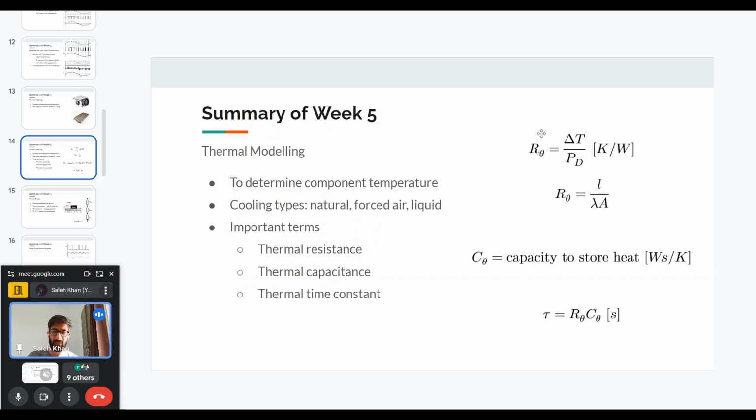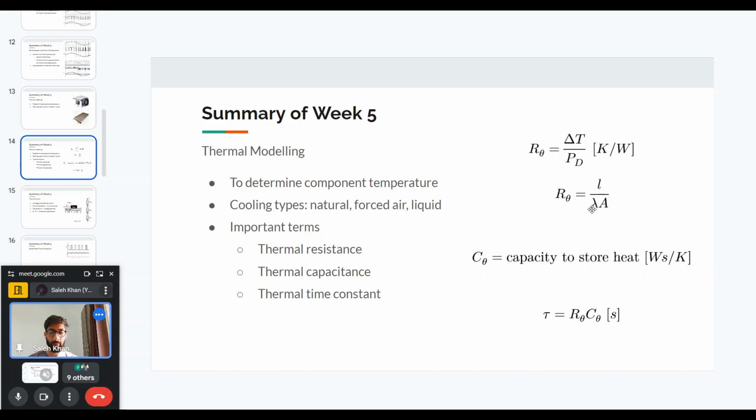And this thermal resistance is basically a property of the heat sink or the material, the component, which can be like the switch also has some thermal resistance, and it can depend on the length of the component, the area of the component, and the thermal conductivity. So just like electrical resistance depends on the geometry as well as the material, similarly the thermal resistance also depends on the geometry of the heat sink or the component and the material that the heat sink is made out of.